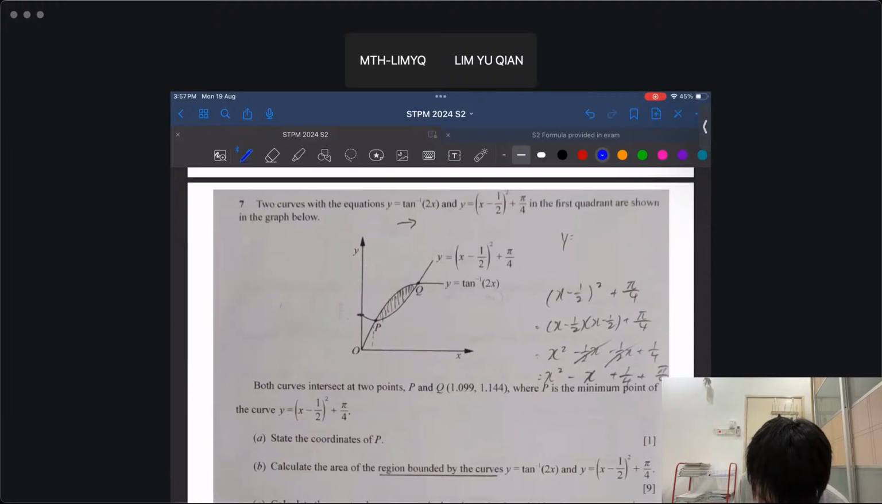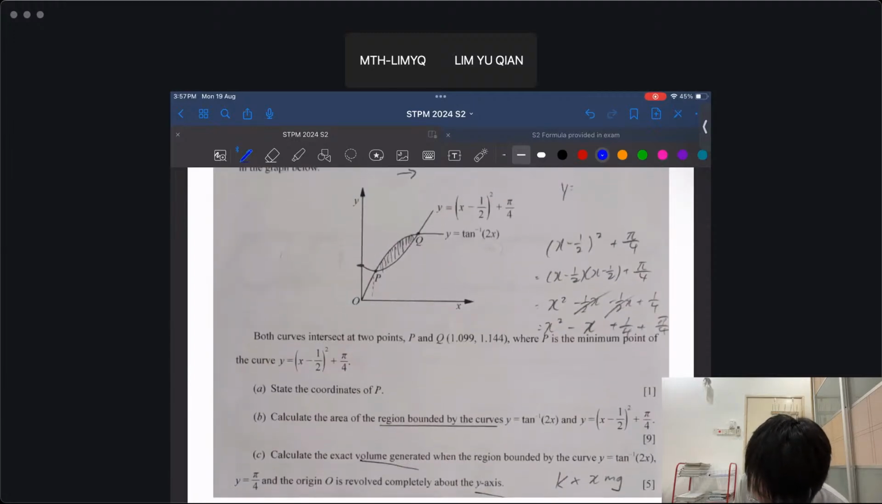Okay, next part. Calculate the area of the region bounded by the curves. So basically, we need to identify the upper curve and the lower curve and then do integration over it.